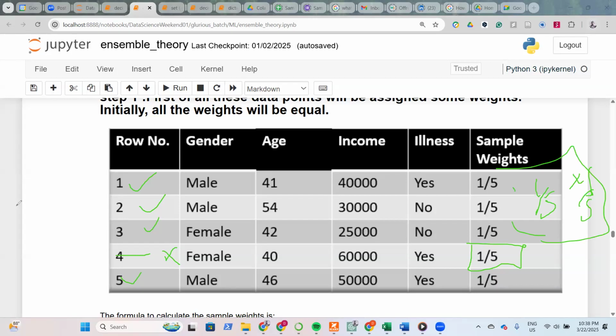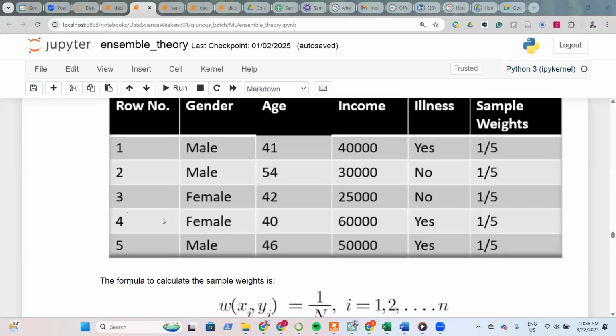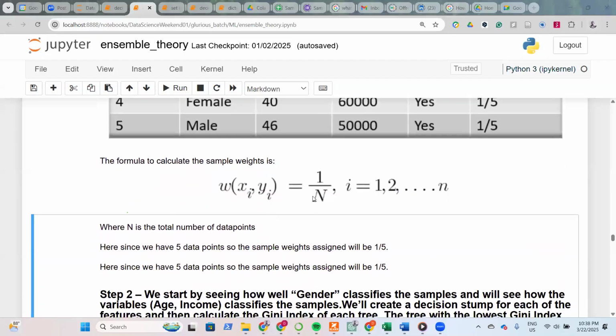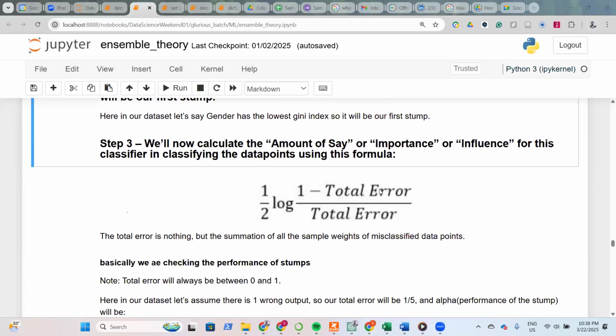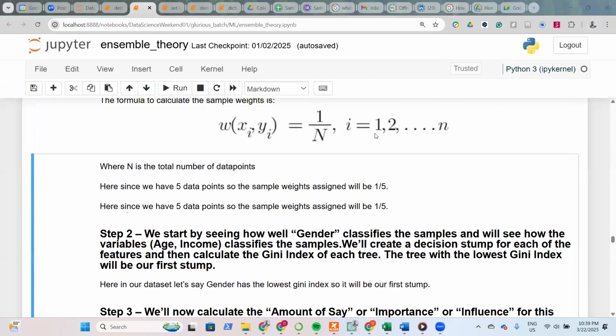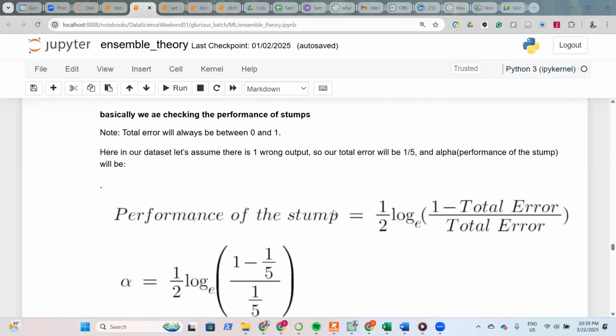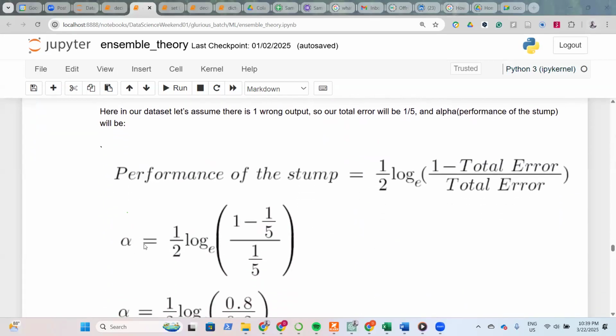Okay, so let me clear all drawings. Let's say we have just one, which is point number 4. So that's where the alpha comes in. So that's the total error: 1 minus total error over total error. The weight of our total error was 1/5. I've used 1/5 here because that's the weight of the record that was misclassified. Our total error was just 1, and so the weight is 1/5.